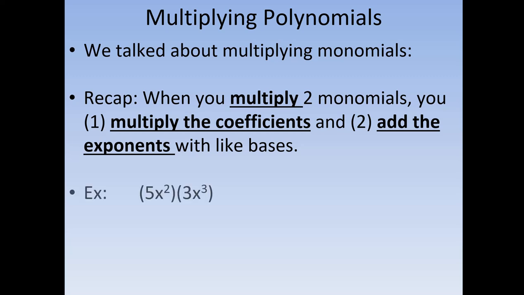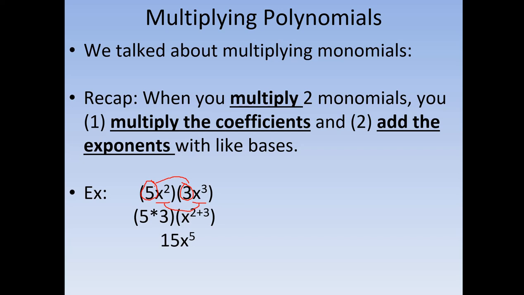So for example, if we had 5x squared times 3x cubed, what we're going to end up doing is taking the 5 and the 3, multiplying them together, and then taking the x squared and the x cubed and multiplying them together. The 5 and the 3, their coefficients, multiply like normal. And then the exponents get added together. So it's 2 plus 3, which gives me 15x to the fifth.